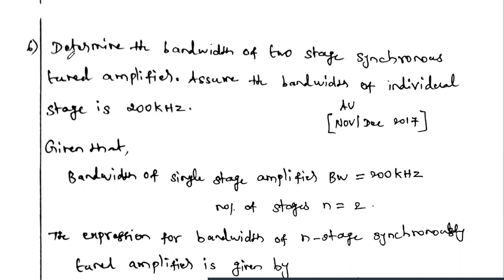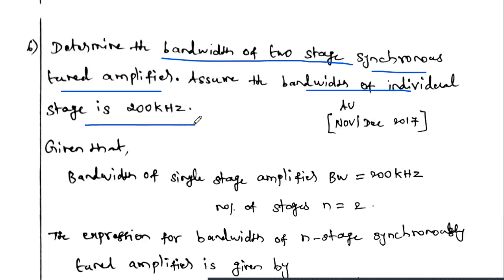So the first one: determine the bandwidth of a two-stage synchronous tuned amplifier. Assume the bandwidth of individual stages is 200 kilohertz. This is a November/December 2017 question, so it's a very important question. First, what does the question mean? Determine the bandwidth of a two-stage synchronous tuned amplifier.